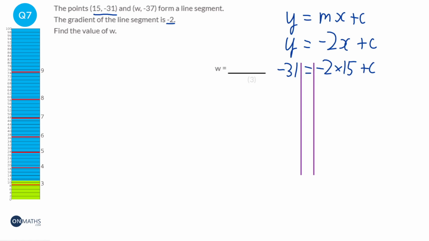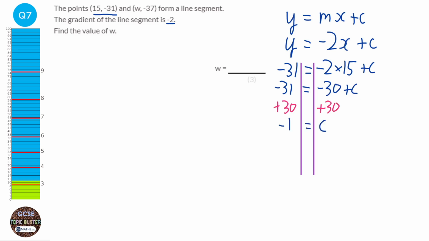So first thing I'm going to do is just tidy this up. 2 times 15 is 30, so minus 30 plus c. And I'm just going to add 30 to both sides to get c on its own. So that would be minus 1 equals c. So c is minus 1. So we now know that the equation is y equals minus 2x minus 1. And we're told that the y is minus 37. And we're looking for the x value, which they've called w.